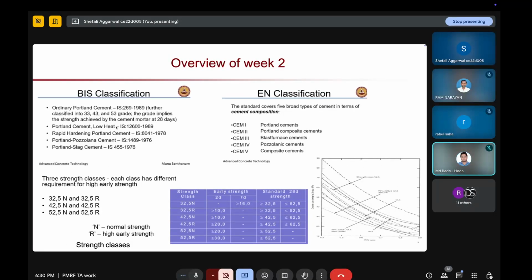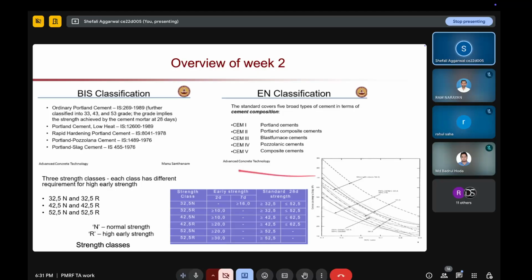43 and 53 grade of cement are generally used on sites in India. Next are Portland cements or lower heat cements, mostly used where we have mass concreting like dams. In that case we use IS 12600, and then rapid hardening cement, Portland pozzolana cement (PPC) and slag cement. These are the main classifications according to Indian standards.